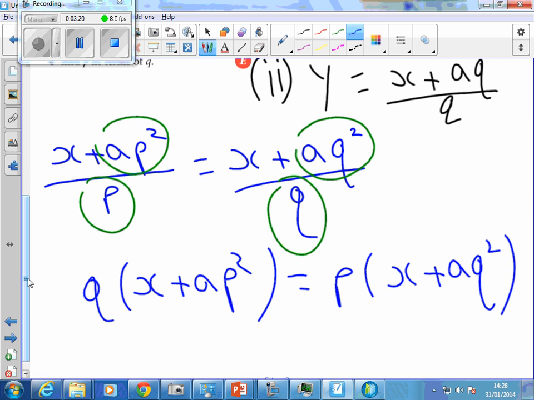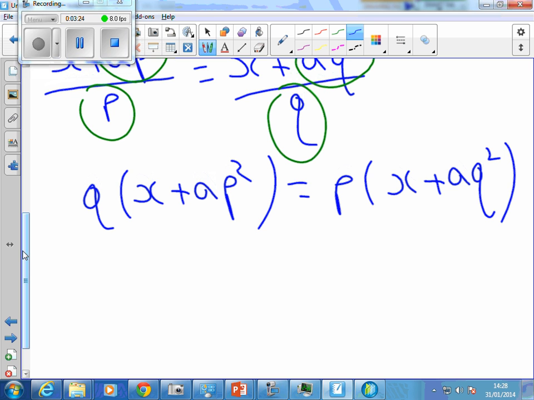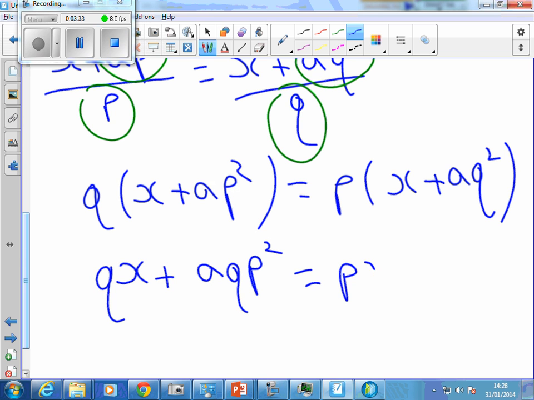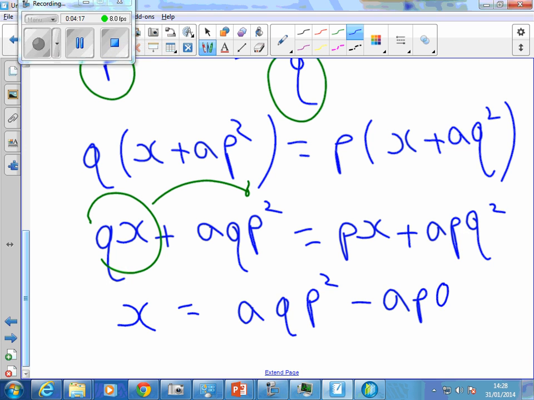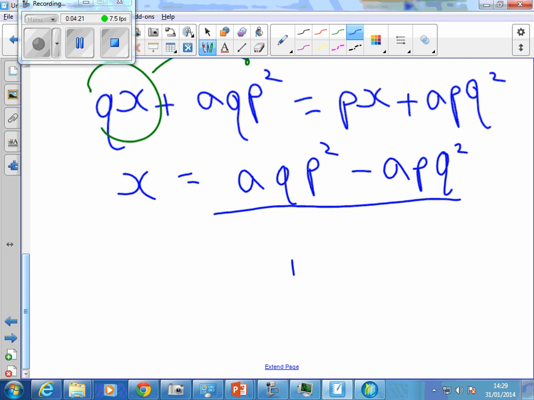Okay, they're all very straightforward. And multiply out the brackets. Since p is first in the alphabet, I'm going to take it to the p side. It doesn't really matter, but from here I could ask a year 10 student to do this. We could rearrange it to find x. So I'm going to do this all in one go. Again, when we go home, we can watch this again. But x is equal to aqp squared minus apq squared all over p minus q.